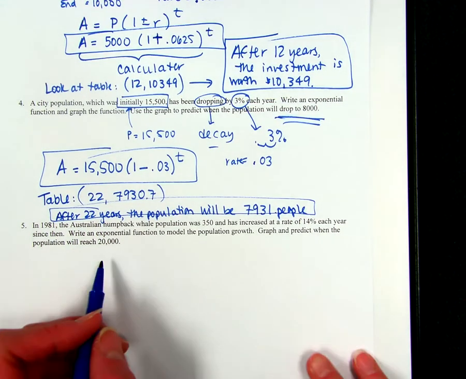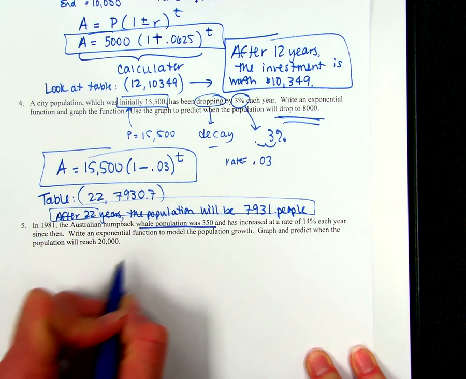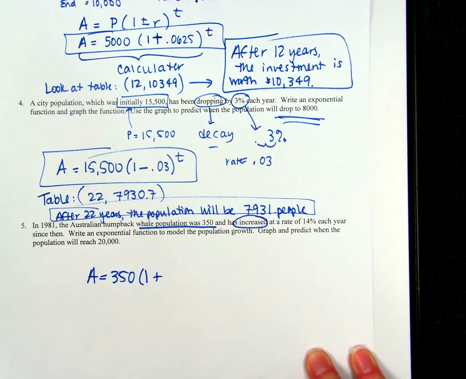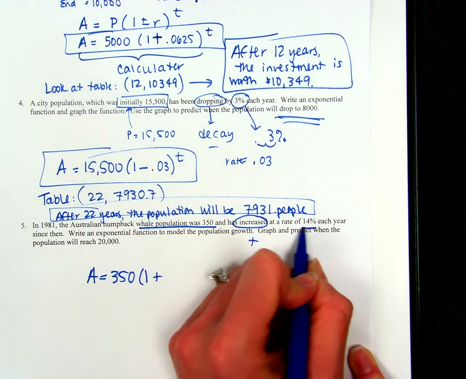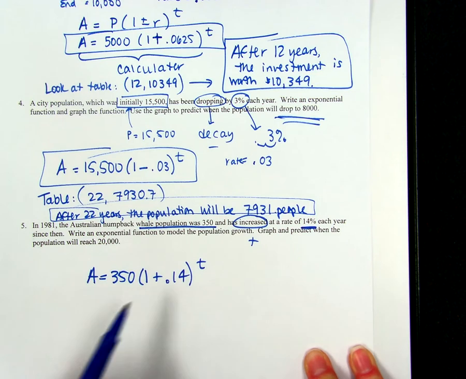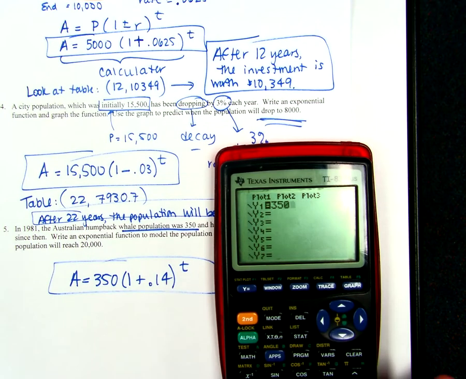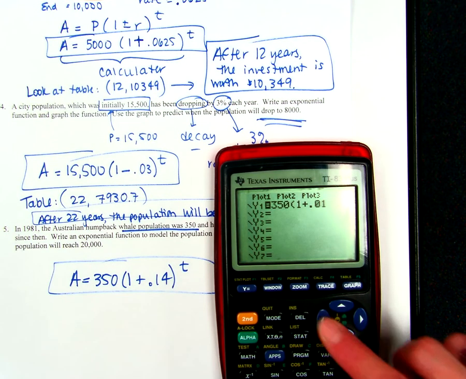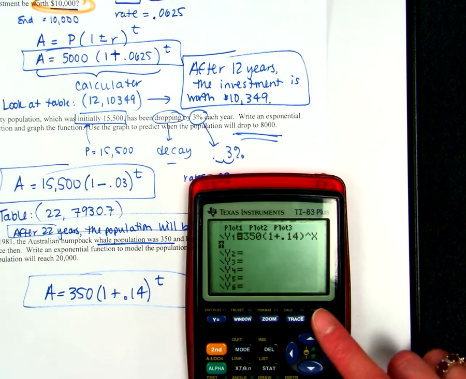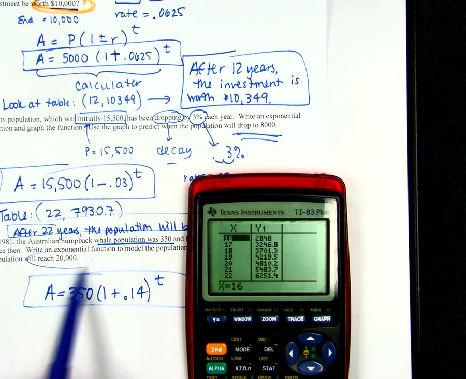All right, last problem. In 1981, the whale population was 350. So A equals 350. It has increased, so that tells me I'm going to do a plus sign, at a rate of 14% per year, so that's 0.14 to the t. All right, so now here's my equation. I'm going to put that in my calculator. 350, 1 plus 0.14 to the x. Okay, so you got that in there. You're going to look at your table. You want to know when will the graph predict when the population will reach 20,000.